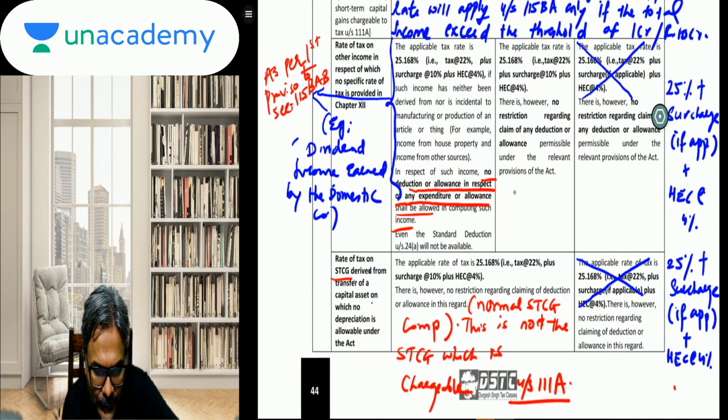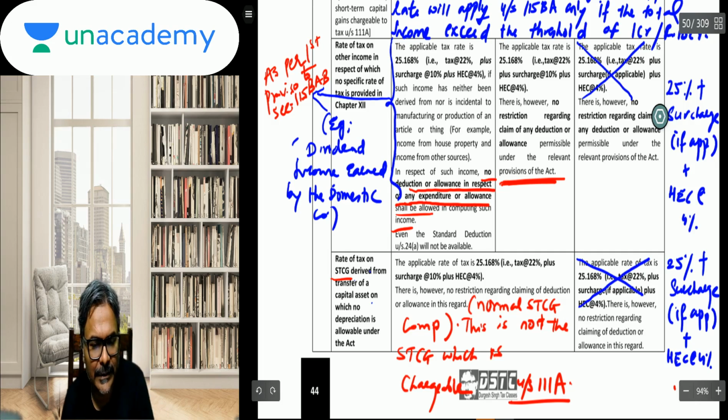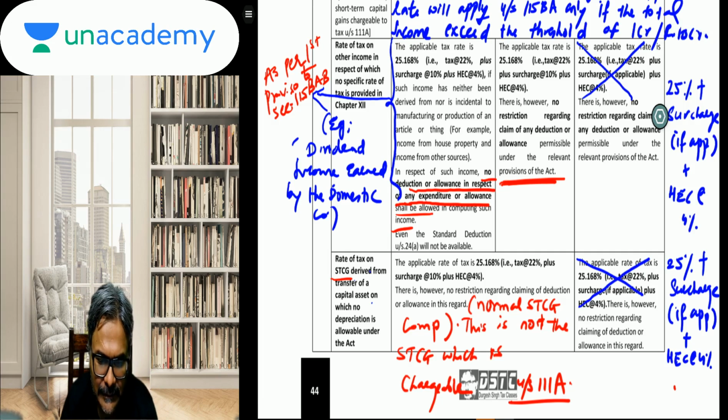By the way, if you see over here, the applicable tax rate is 25.168 for this particular part. Can you see that? The applicable tax rate is 25.168. There is, however, no restriction regarding claim of any deduction or allowance permissible under the relevant act. So, if you are assessing 115 BAB, the entire income is assessed at 25.168. Isn't it? The normal income of 115 BAB is at 25.168. So, there is no issues on that.